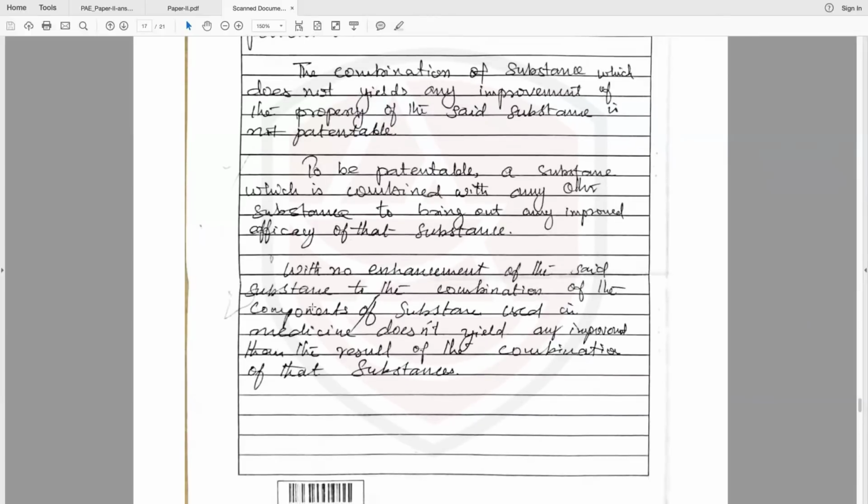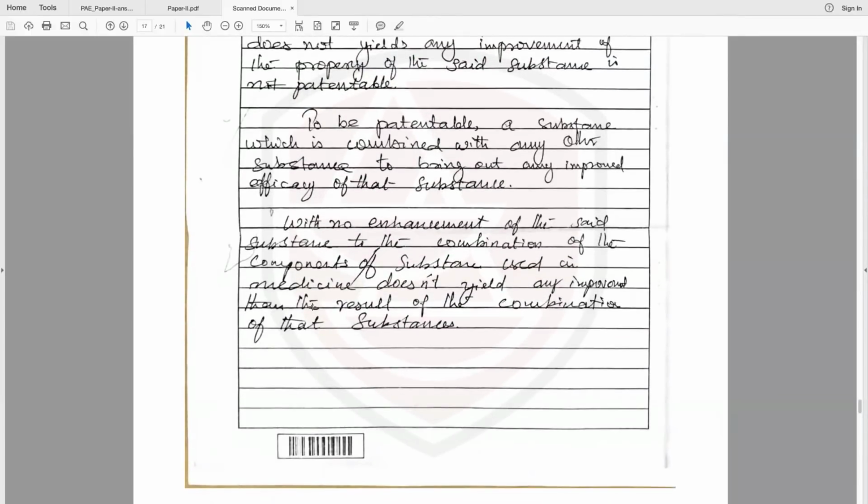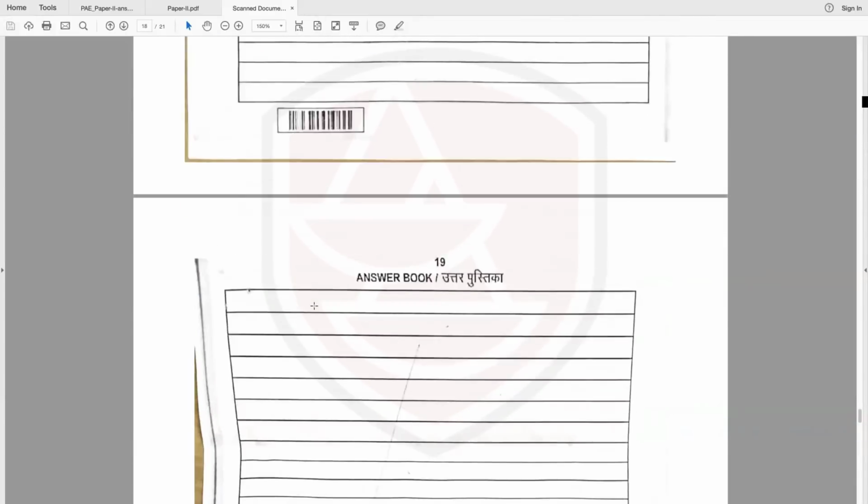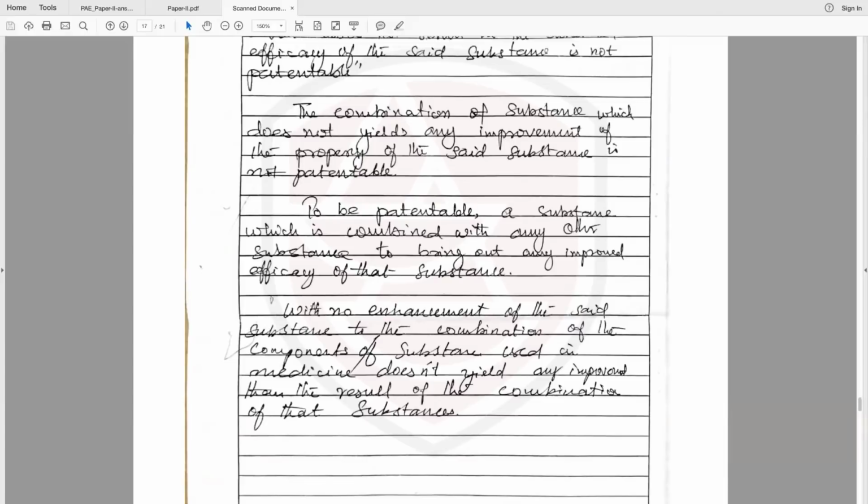Again, he rewords section 3. So clearly this is not the answer that was expected. The expected answer is what exactly efficacy means, so you have to explain the part related to efficacy. So that was not the answer that was expected. And with no enhancement of the said substance, the combination of the components doesn't yield any improvement. So it is all about section 3. And rightly so, the candidate was given 0 marks for this because there was no explanation on efficacy when it was expected.